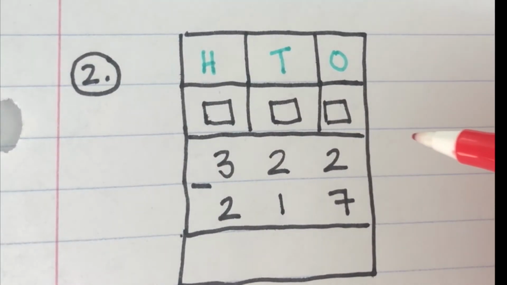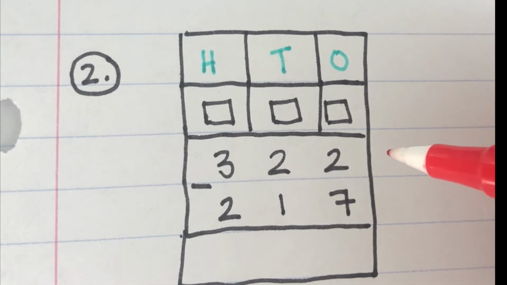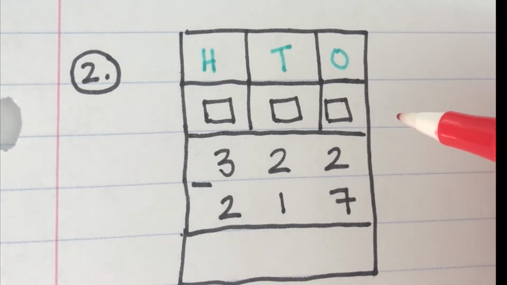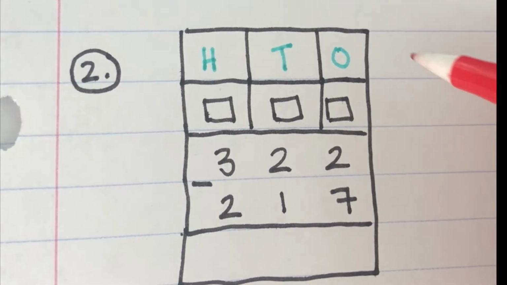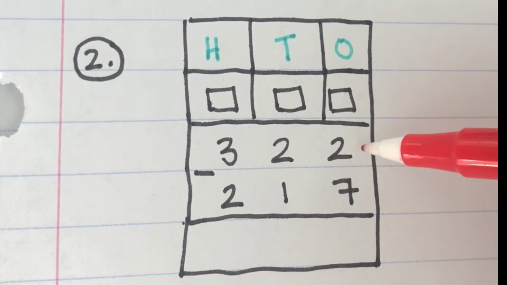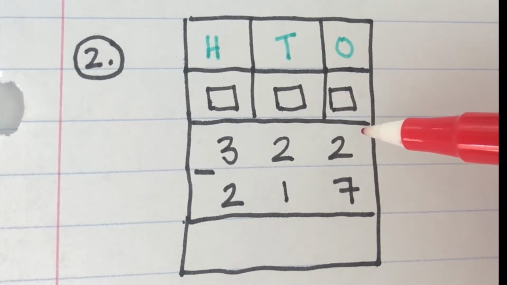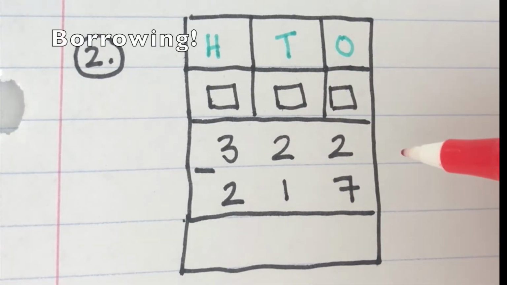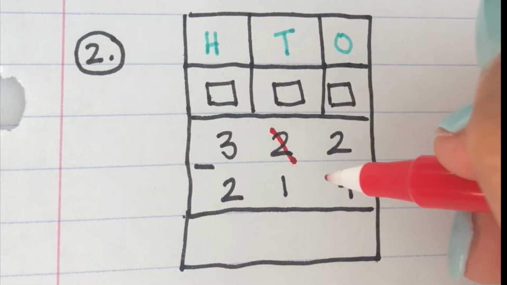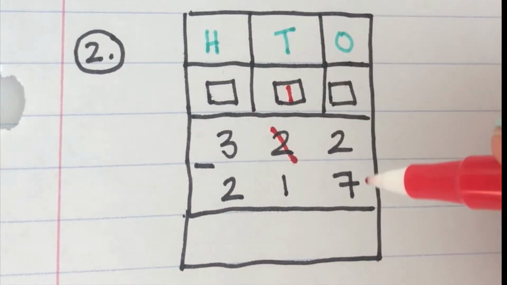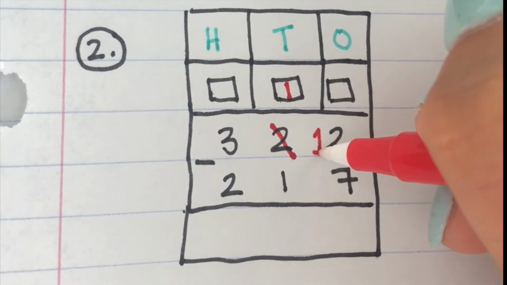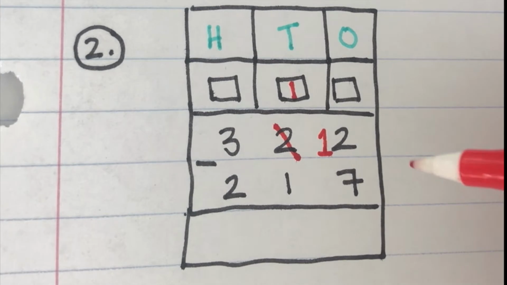Okay, so for this problem, we're going to subtract 217 from 322. So this problem is a little bit different because, as you can see in the ones column, 7 is obviously a larger number than 2. So we're going to do a task called borrowing. So you're going to take a number from the tens column, so that 2 in the tens column will become a 1. And then now you have a 10 that you can add to 2, so that becomes 12. So then you can subtract 7 from 12.